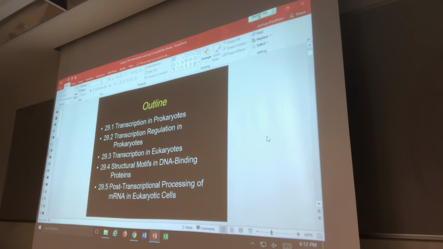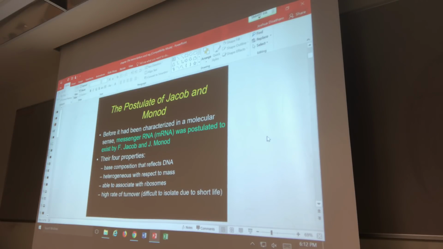29A talks about prokaryotic transcription, and 29B talks about eukaryotic transcription. So, to begin with, you don't have to memorize names of theories or postulates or anything, but this is a good introduction to what mRNA is. Before they had even characterized what mRNA is, they knew it had to be something that linked DNA to protein. Why? Because we knew what DNA was, and we knew that proteins are the functional component of cells, so there needed to be a medium between the DNA and the protein, and that is mRNA.